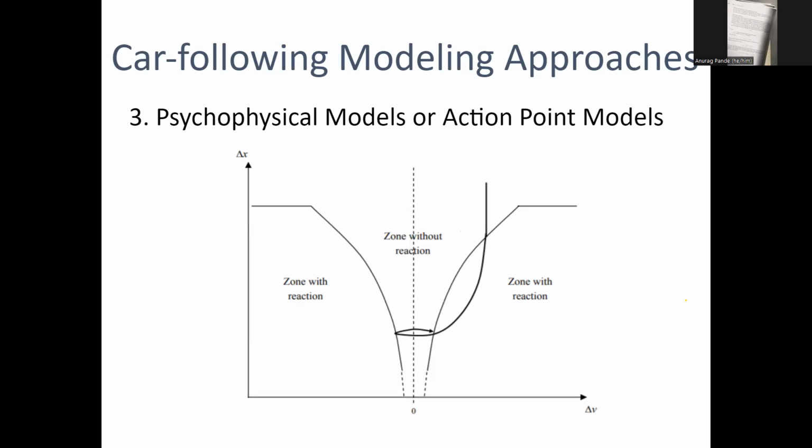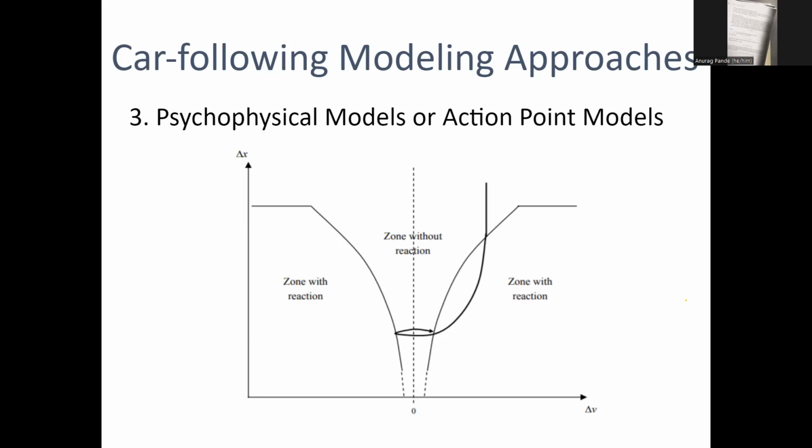So how do we visualize this model? You see there is delta x and delta v. Delta x is on the y-axis, which is a little bit weird here, but stick with me. On the vertical axis you have delta x, which is the spacing, the headway between the leader and the follower. Delta v is the speed differential between the leader and the follower. And in the middle you have what we call the zone without reaction.